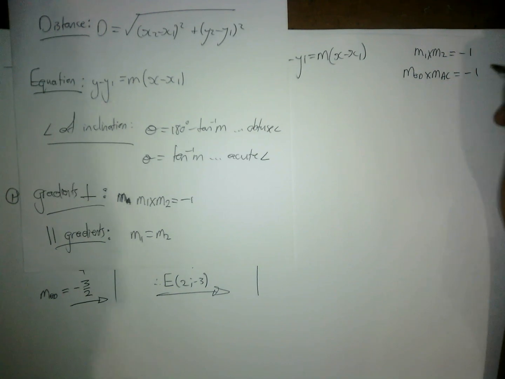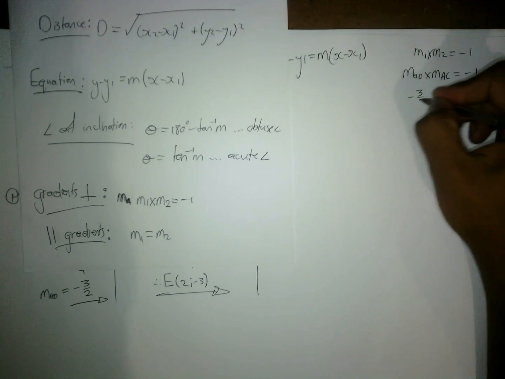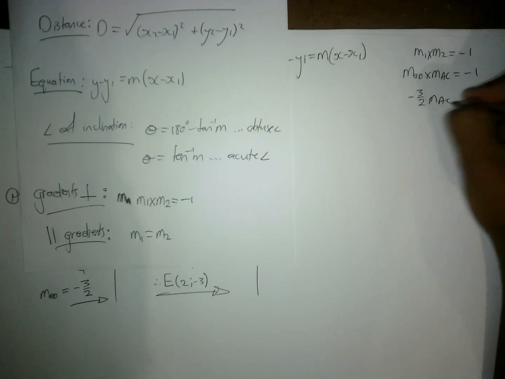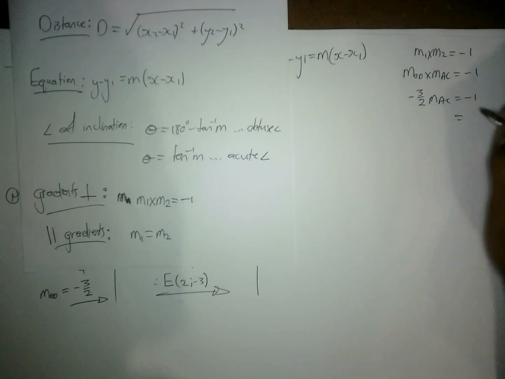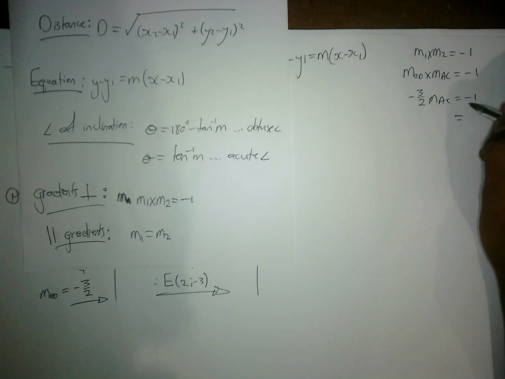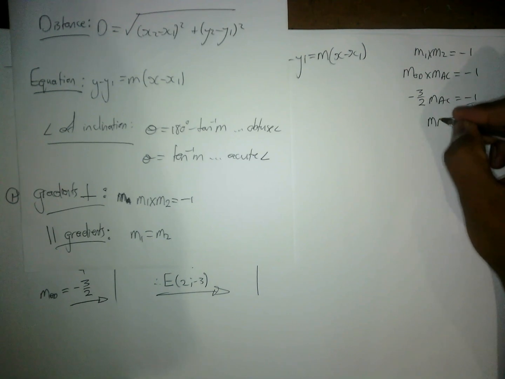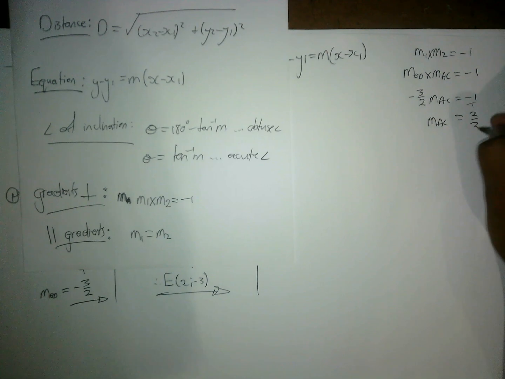So MOD is negative 3 over 2, times MAC, equals negative 1, that's on top, over 1. So we do this quickly. MAC is going to equal 2 over 3.